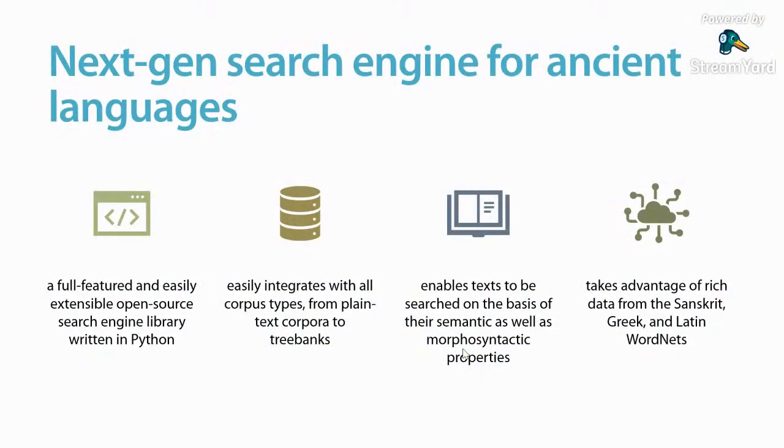So what is Cylleneus? Cylleneus is an advanced, feature-rich search engine for electronic corpora of ancient languages. What I mean is that Cylleneus is not in itself a standalone application for searching ancient texts. It is instead an extensible open-source software library written in Python that can provide the text search backend for any corpus-based application.